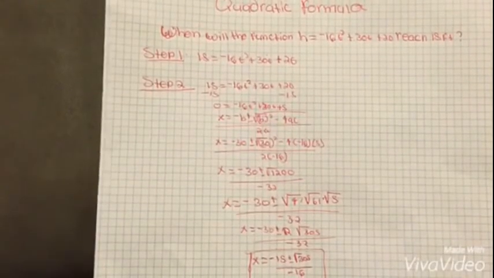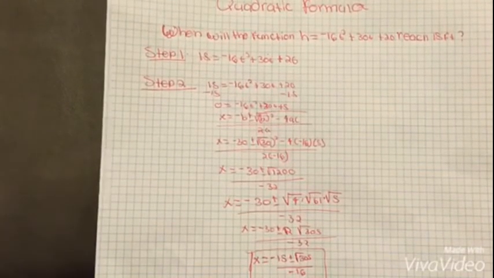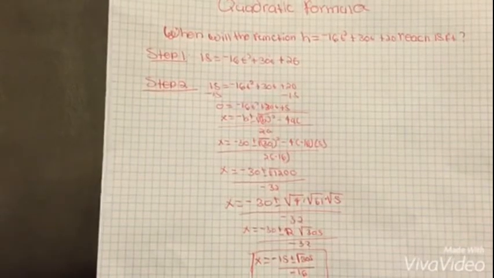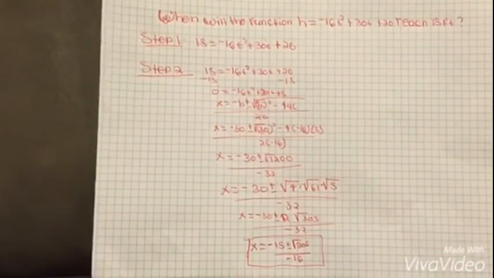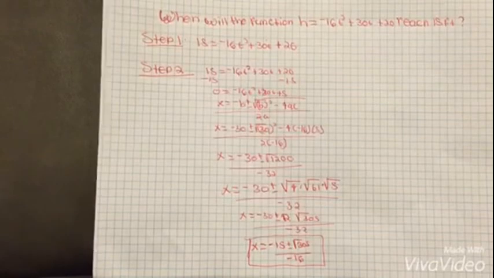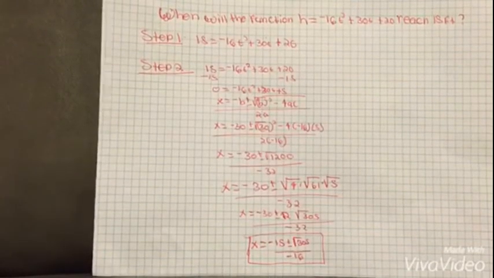When will the function h equals negative 16t squared plus 30t plus 20 reach 15 feet? At x equals negative 15 plus or minus the square root of 305 over negative 16.